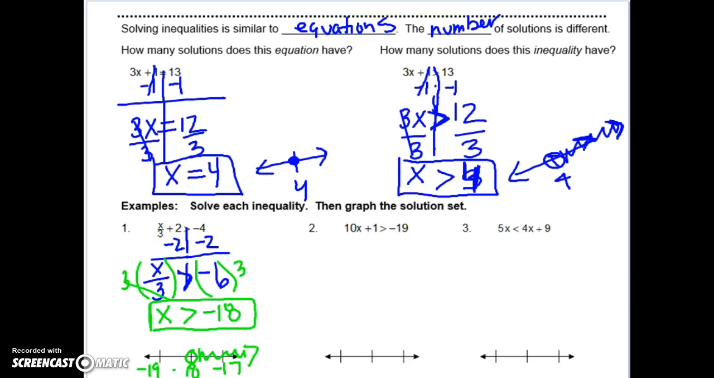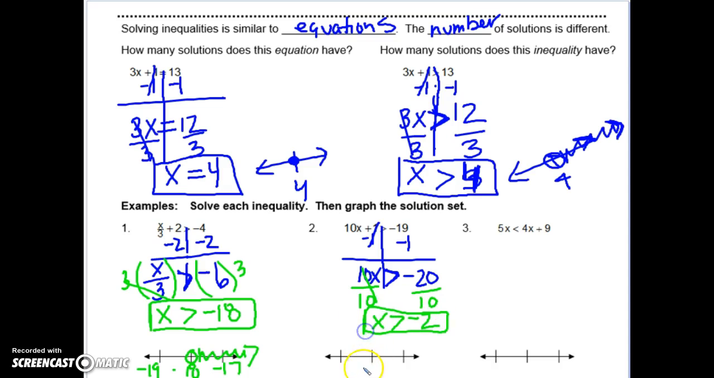Next problem starts the same way. I'm going to draw my line. I'm going to try to get x alone, so I'm going to subtract, do the opposite. So I have 10x greater than negative 20. One more step, I'm going to do the opposite of multiplication and divide by 10. So I have x is greater than negative 2. There's my inequality. I'm going to graph it. I've given you lots of negative practice here today. So I have an open circle again, and again, everything greater than negative 2.